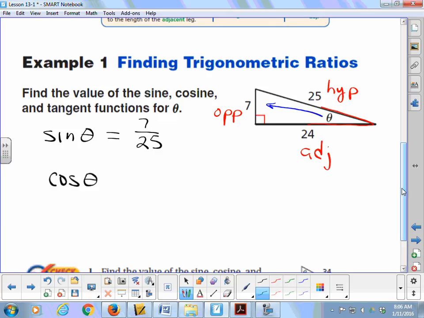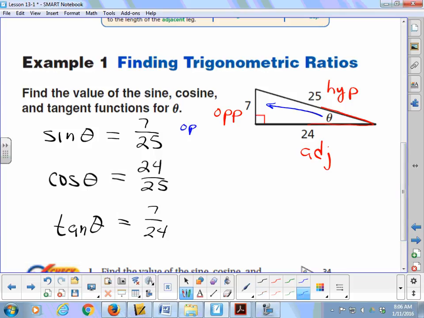Cosine, cos of theta, is the adjacent side over the hypotenuse, so 24 over 25. And tangent, which is tan theta, is the opposite over the adjacent, 7 over 24. So, opposite over hypotenuse, adjacent over hypotenuse, and opposite over adjacent.